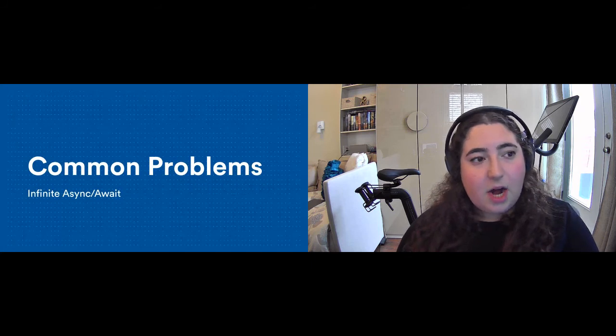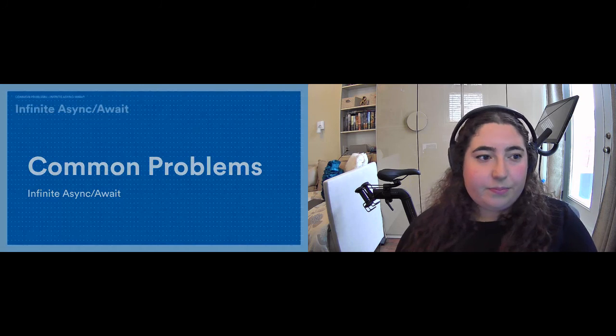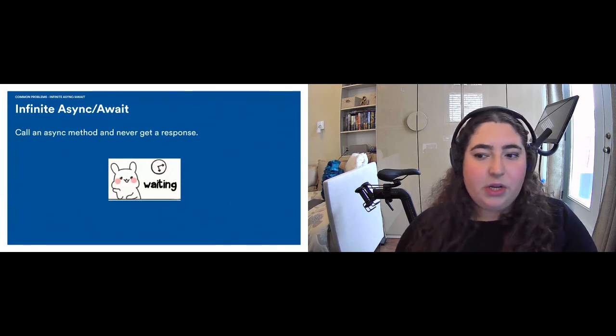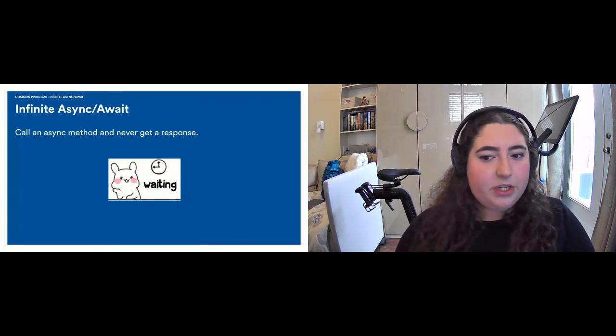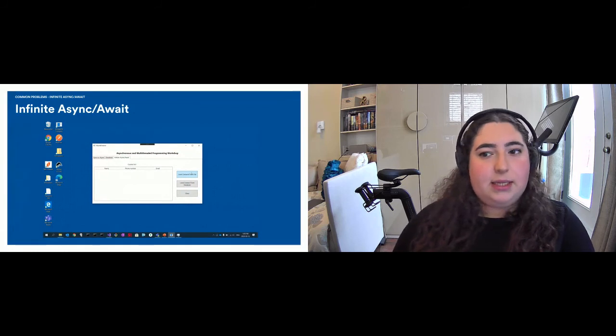Now, the next common problem that I want to talk about is infinite async await. Infinite async await is when you call an async method and you never get a response. So let's say you have a client and they say they're running a software and no data is ever coming back. This could be an infinite async await issue, but how would you narrow down where the problem is when the software could be huge? Let's take a look at an example of an infinite async await.